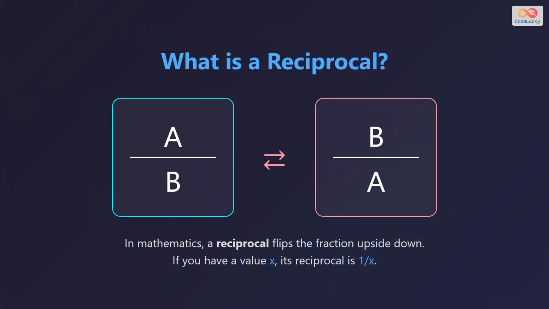So, what does the word reciprocal actually mean? In mathematics, taking a reciprocal simply means flipping a fraction upside down. If you have a fraction a over b, its reciprocal is b over a, or, if you have a single number x, its reciprocal is 1 divided by x. We are going to apply this exact same concept to our trig functions.